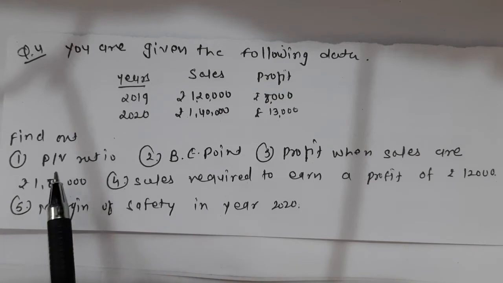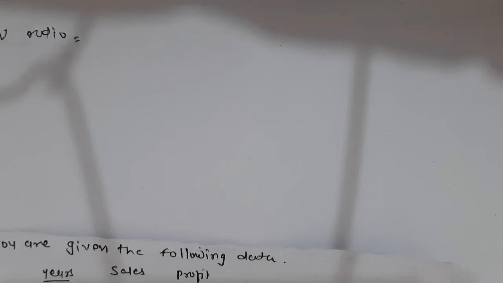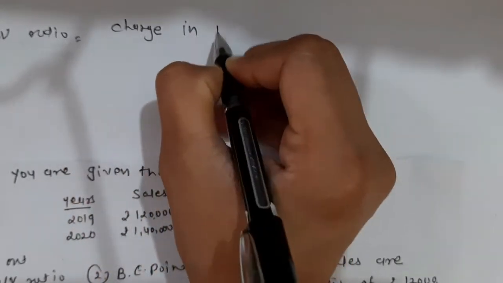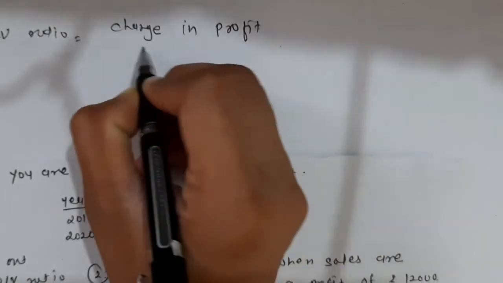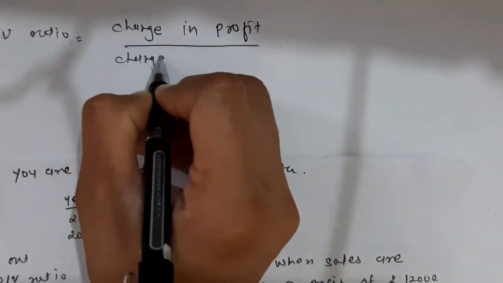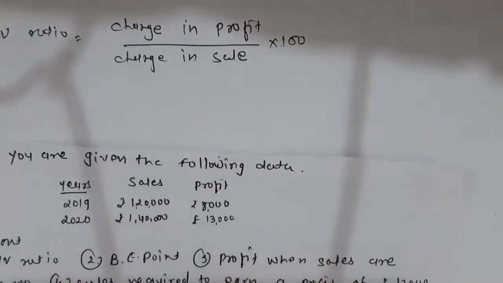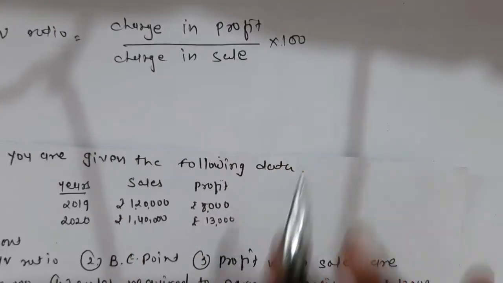First one is what they ask, PV ratio. So we find the PV ratio. What is the formula of the PV ratio? It is contribution divided by sales into 100. But in this question 2 years data is given. So we use another formula of the PV ratio. What is it? It is change in profit divided by change in sales into 100. Okay.